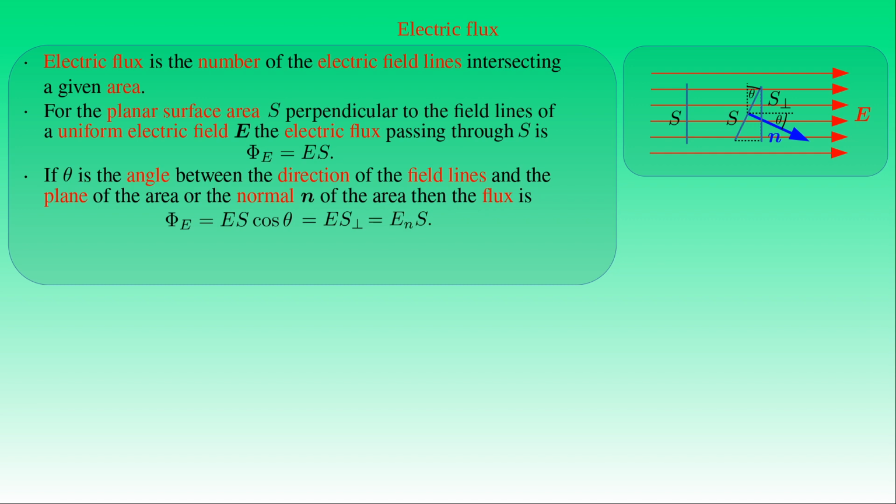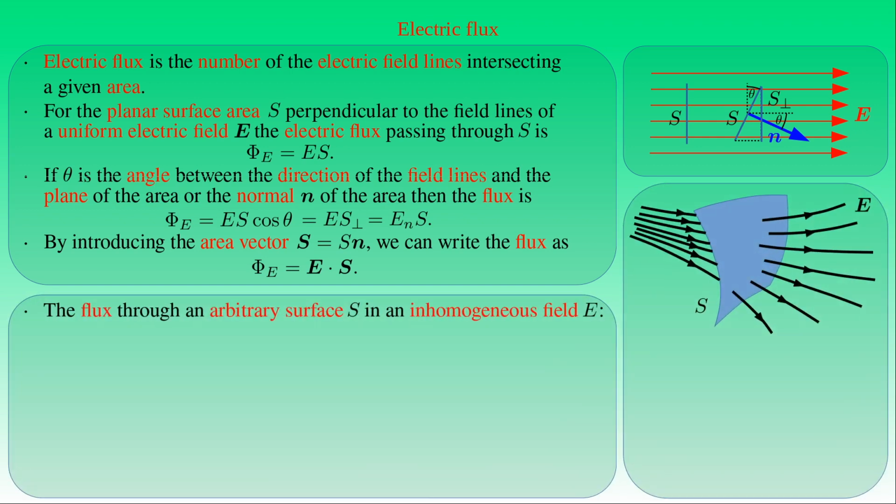By introducing the area vector for the surface S as the surface area S times the surface normal n, we can write the flux phi E as the scalar product of the electric field strength E and the area vector S. Let us consider a more general case where the electric field E is not uniform and the surface S has an arbitrary shape.